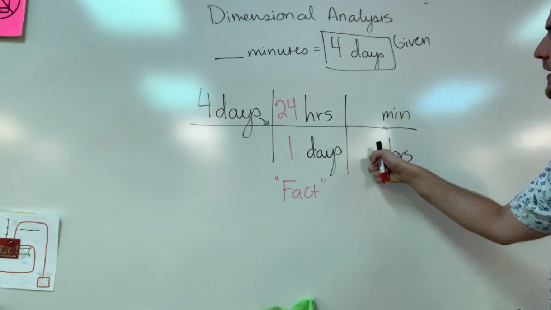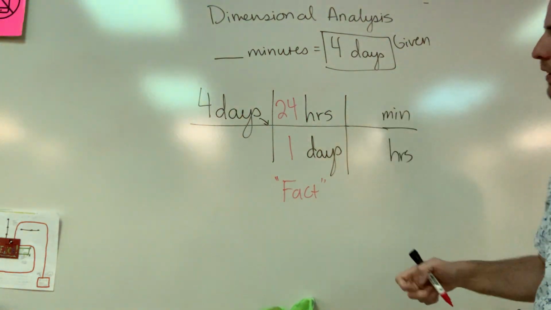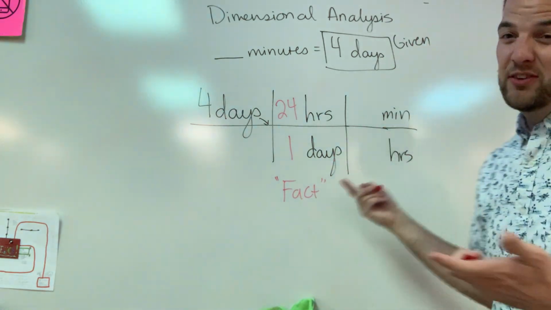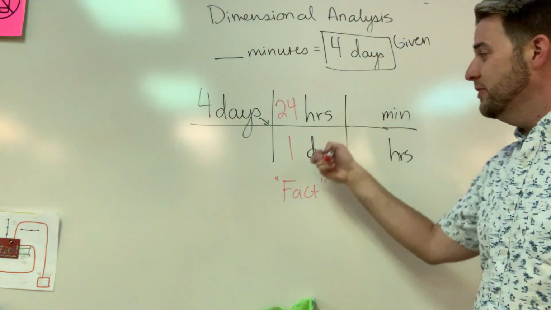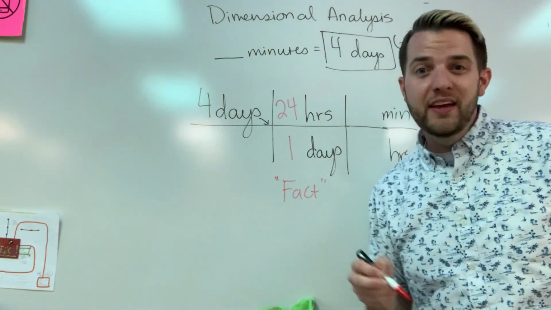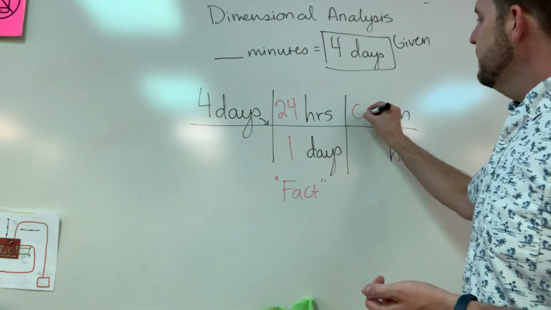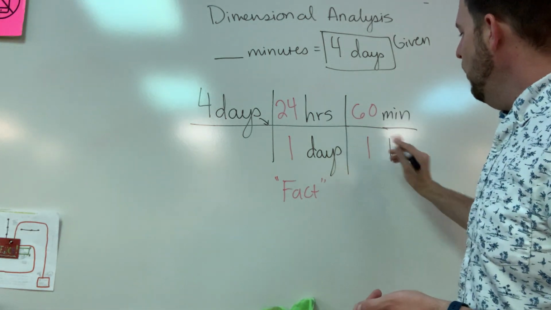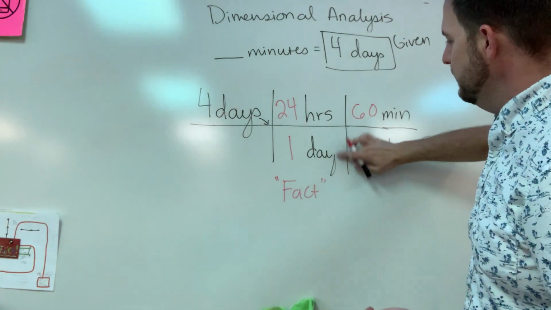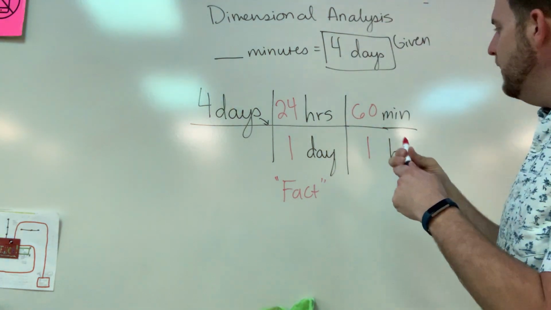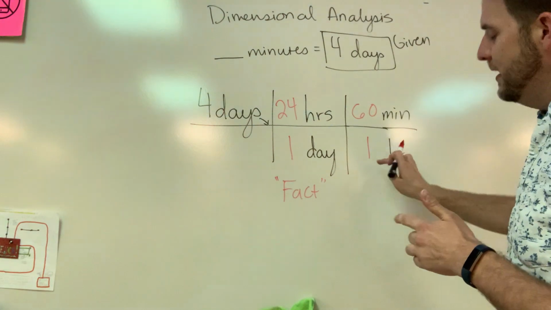And then over here, hours and minutes, well, again, I don't know how many minutes are in 4 days, but I know how many minutes are in an hour. And if I know how many hours are in a day, then I can get to the point where I realize how many minutes are in 4 days. So I know that there's 60 minutes for every 1 hour. I'm gonna grammatically fix the day. 24 hours in a day, 60 minutes in an hour.